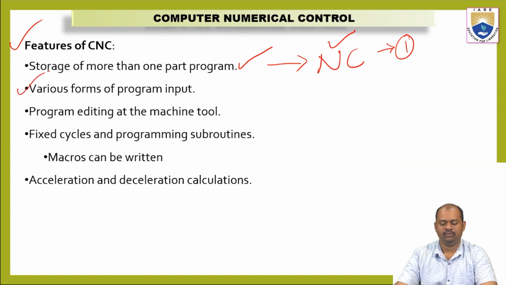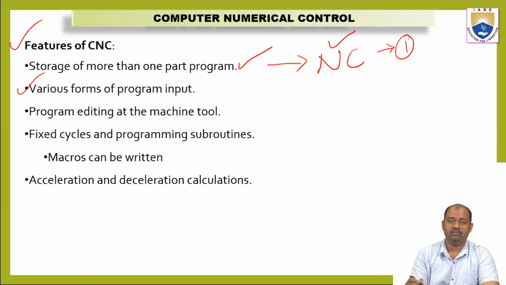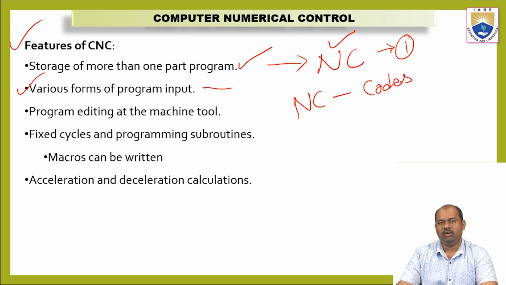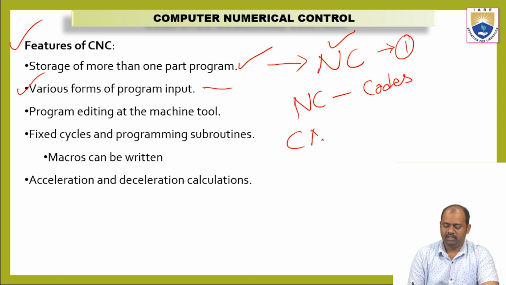The second one is various forms of program input. Different types of program inputs can be given because we are using computers. Like in NC machines, we have to give codes. If we want the tool to move from one place to another, we have to give codes for each particular movement itself. Now, in CNC, we can actually give the drawing itself.